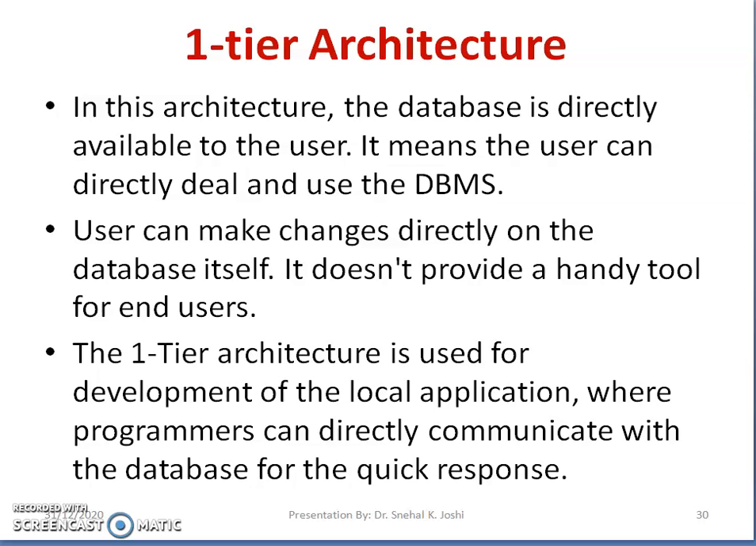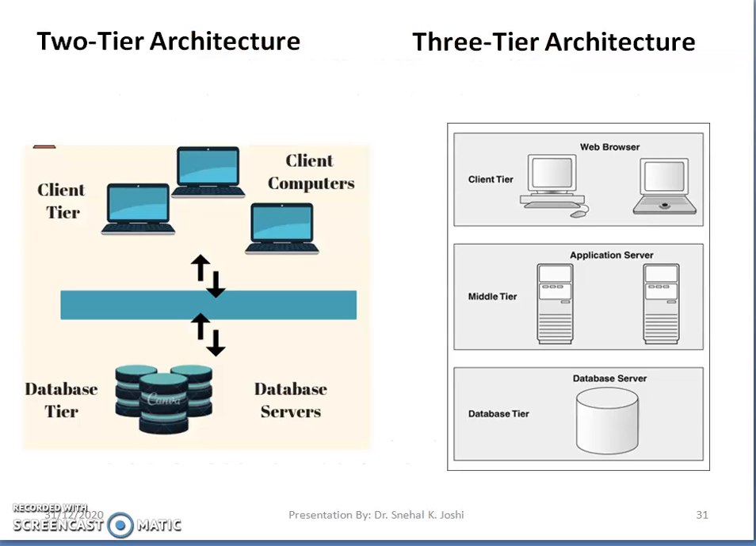Now let us look at the 2 tier and 3 tier architecture. Here we can explain it diagrammatically. Here are your client computers. They are directly connected with the database tier and they can access all the information directly. Whereas in 3 tier, you have three layers. Between database and client, you have a middle tier available, which is known as an application server. So let us look at 2 tier architecture first.